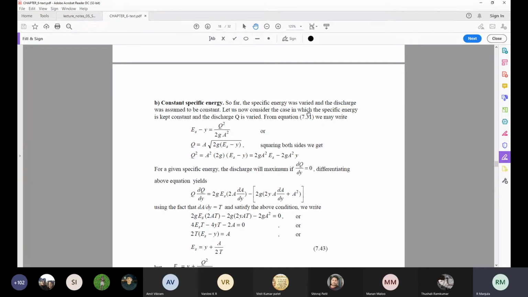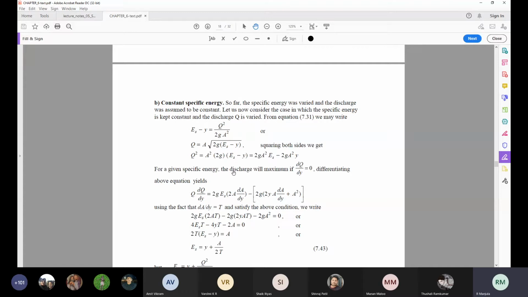So we can write, from the basic equation, specific energy is equal to y plus q square by 2g A square. Now I am bringing y to the left hand side. So specific energy minus y, the depth of flow, is equal to q square by 2g A square. Now bring that to the left hand side, then Q is equal to A into square root of 2g into Es minus y. If I am squaring both sides, then I get Q square is equal to A square 2g into Es minus y, which is equal to 2g A square Es minus 2g A square y.